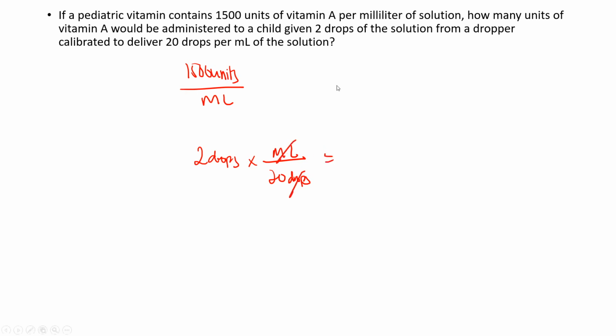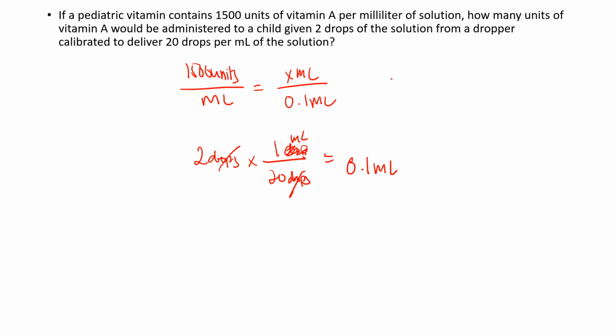Sorry, you're not supposed to cancel ml, you're supposed to cancel drops. So drops, 2 divided by 20, we'll get an answer of 0.1 ml. 1 drop is 0.1 ml. 2 drops is 0.1 ml. So you can substitute it to the first ratio. You'll get the X amount of units.